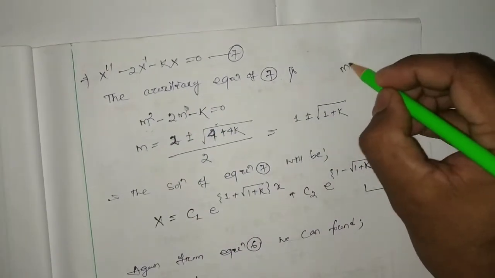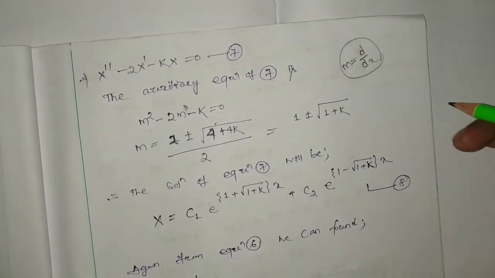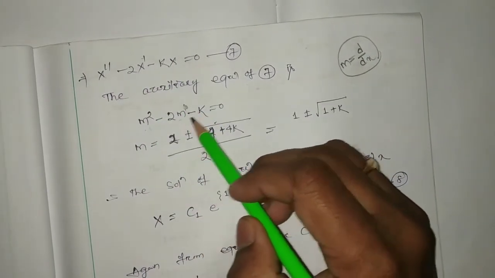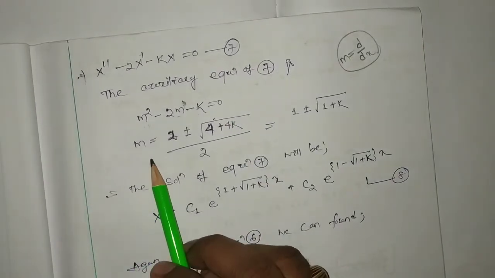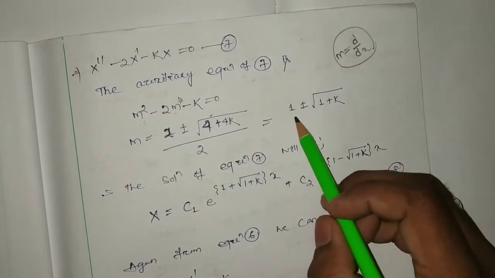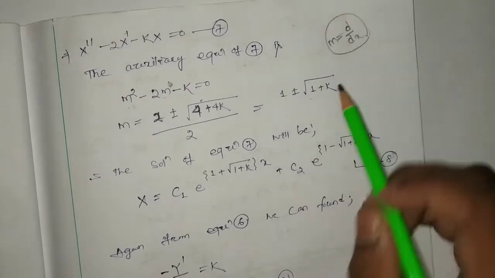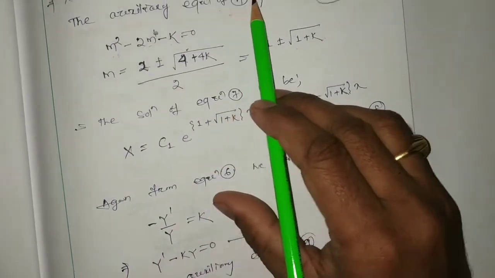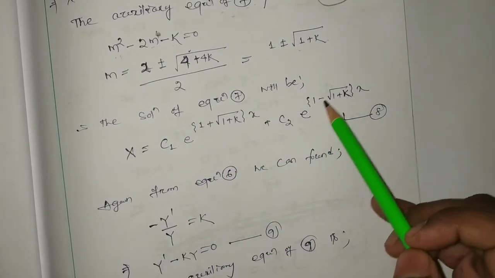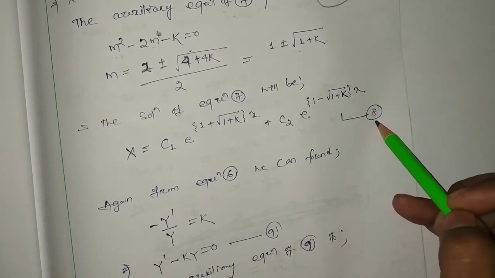See, m is considered as dy by dx, which we studied in our first semester. Here the double derivative means m square, the single derivative means minus 2m, minus k equal to 0. So m will be 2 plus or minus root over of 4 plus 4k, by 2, and the two solutions will be 1 plus root over 1 plus k and 1 minus root over 1 plus k. So the general solution of equation number 7 will be c1 into e to the power 1 plus root over 1 plus k into x, plus c2 into e to the power 1 minus root over 1 plus k into x. Let this be equation number 8.